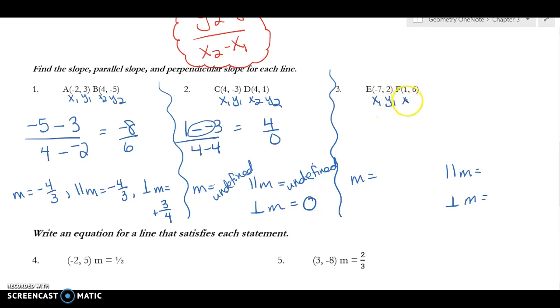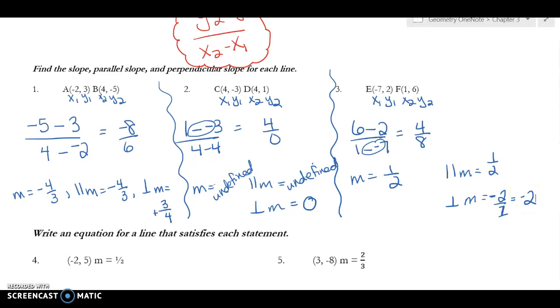x1, y1, x2, y2. And so 6 minus 2/1 minus negative 7 gives me 4/8. And so that reduces to 1/2. So parallel slopes stay the same. Perpendicular, I flip it and I change it. So it just becomes negative 2.